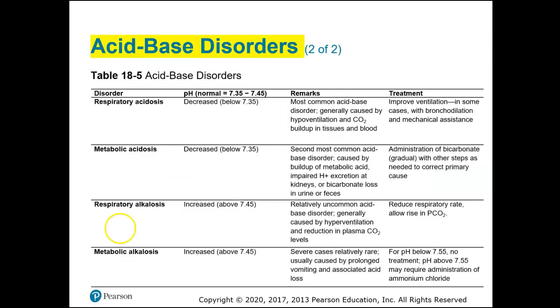This is a table of common acid-base disorders. So if you go into respiratory acidosis, most commonly that's caused by hypoventilation, which is slow breathing. When you do that, carbon dioxide can build up in your tissues and lower your blood pH. The treatment is to improve ventilation.